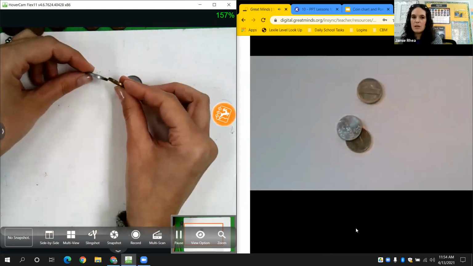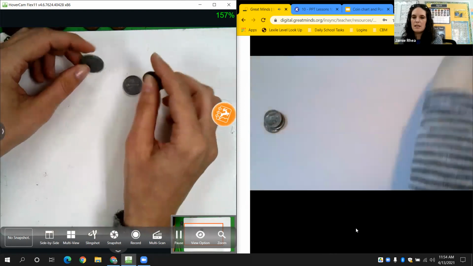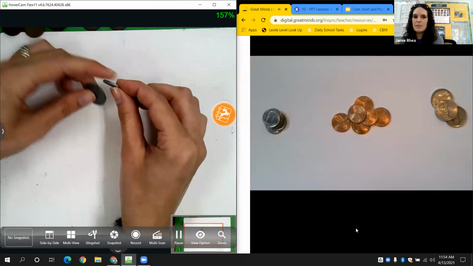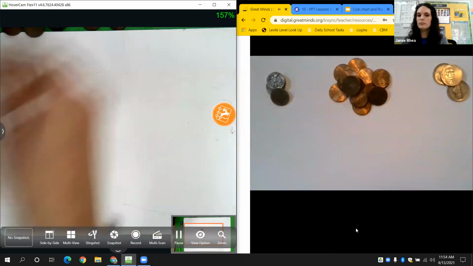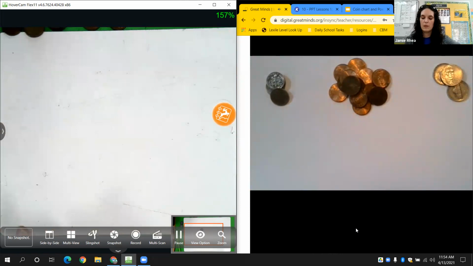A penny has the same edge, but a dime has a ridged edge. Separate your coins into dimes, pennies, and nickels. Push pause if you need more time. Go ahead and separate yours.